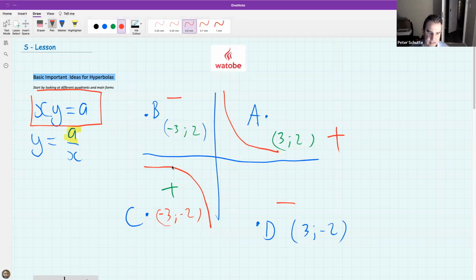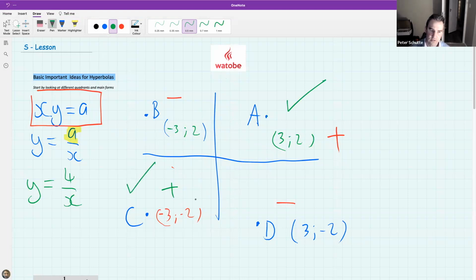So what I want to say is that if A is positive, you'd be in these quadrants because that's where the products are positive. And if A was negative, you would draw your hyperbolas in quadrants 2 and 4. Give me a thumbs up if that makes sense to you, the idea that if, for example, we had y equals 4 over x, then that would have to be in these two quadrants. Whereas if I had this, those two.